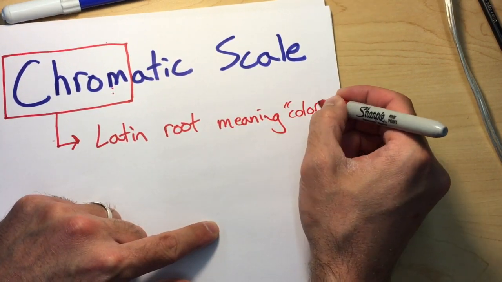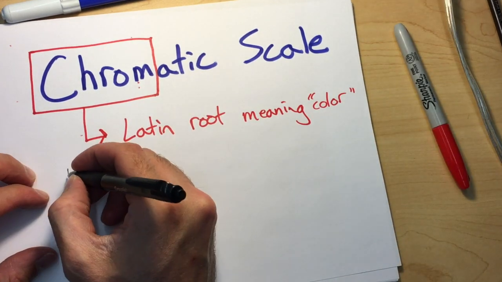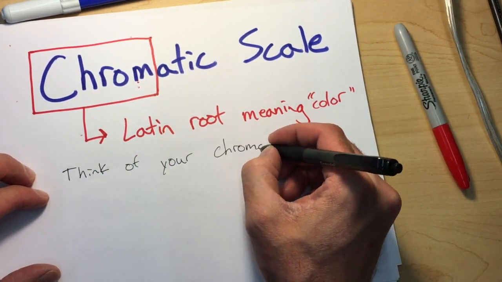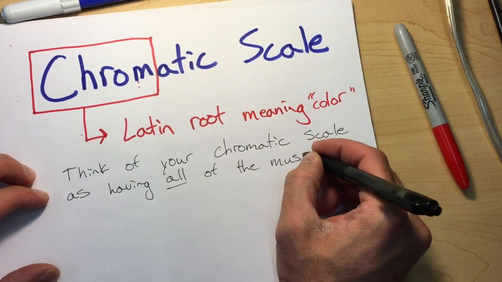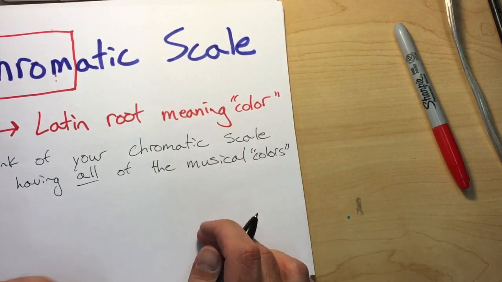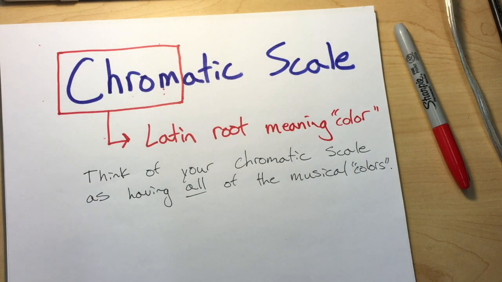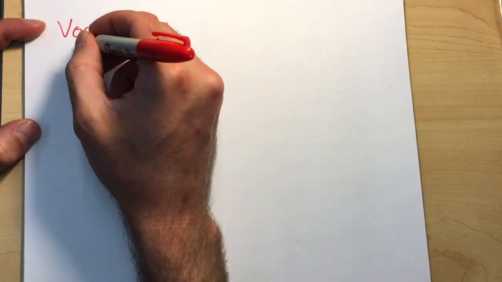Chromatic scale. I thought it was interesting that the Latin root means color. You can think of chromosome and other words that use that same Latin root. Try to connect it back. So think of your chromatic scale as having all of the musical colors.